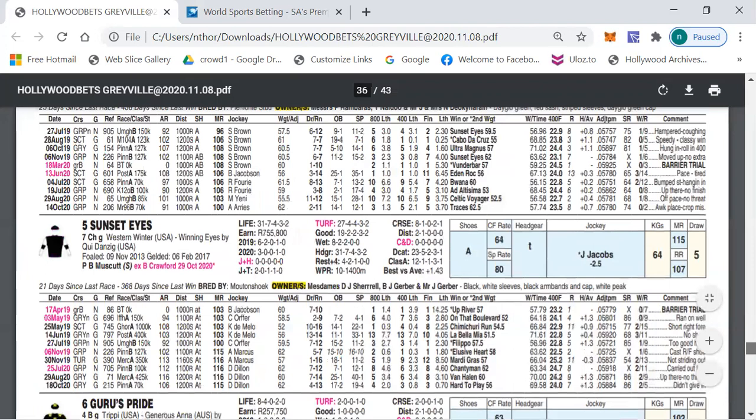My selection is number 5, Sunset Ice. I think the distance won't be a problem. He came 64, but getting -2.5, ran nicely behind Hard to Play, who came out next time and just ran out of it. But before, he ran in the company of Van Halen and Mardi Gras, and has beaten Filippo. I think Sunset Ice can be the right horse in this race today.